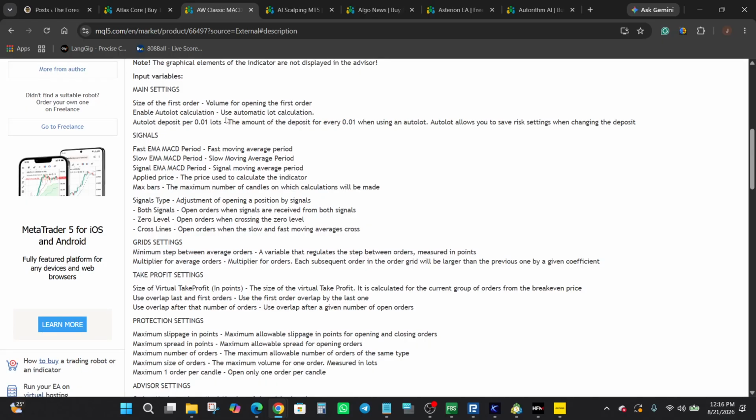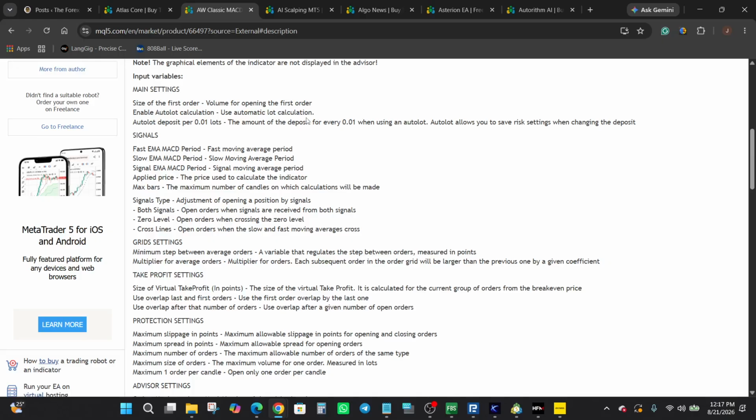Okay, now moving further down, the main settings begin with the size of the first order and the automatic lot calculation, and the auto lot setting can calculate position size based on the configured deposit amount per 0.01 lots, which the developer says is intended to maintain the risk setting when the deposit changes. Okay, so the MACD parameters are also configurable, including the fast EMA period, the slow EMA period, the signal EMA period, the applied price, and maximum number of candles used for calculations.